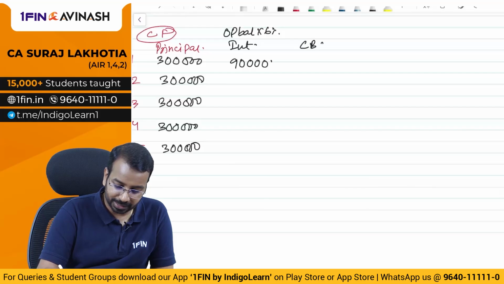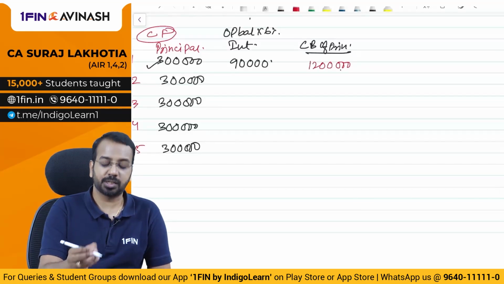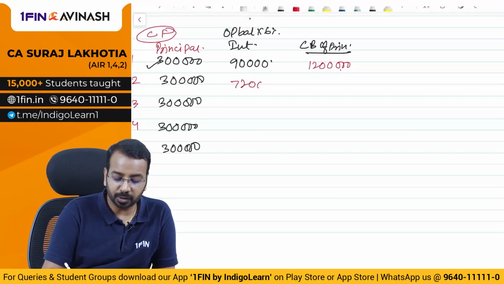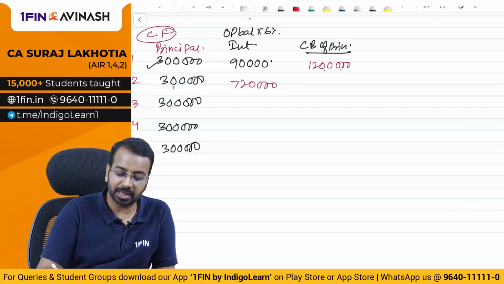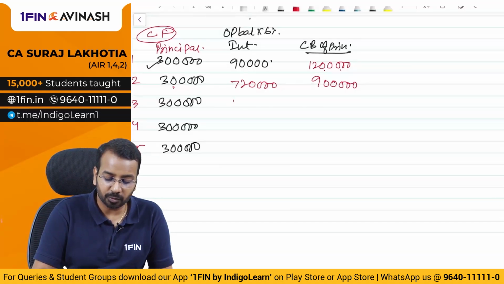What is the closing balance of principal? See, 15 lakhs was the opening balance, 3 lakhs is paid. Closing balance of principal is 12 lakhs. On this 12 lakhs, next year 6% will be paid, which is 72,000. 12 lakhs minus 3 lakhs principal paid, 9 lakhs is the closing balance. I hope you are able to understand.